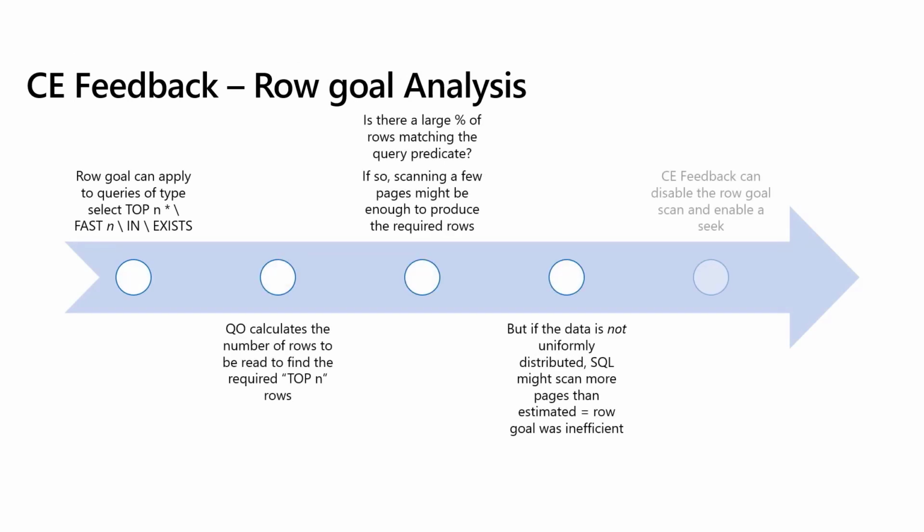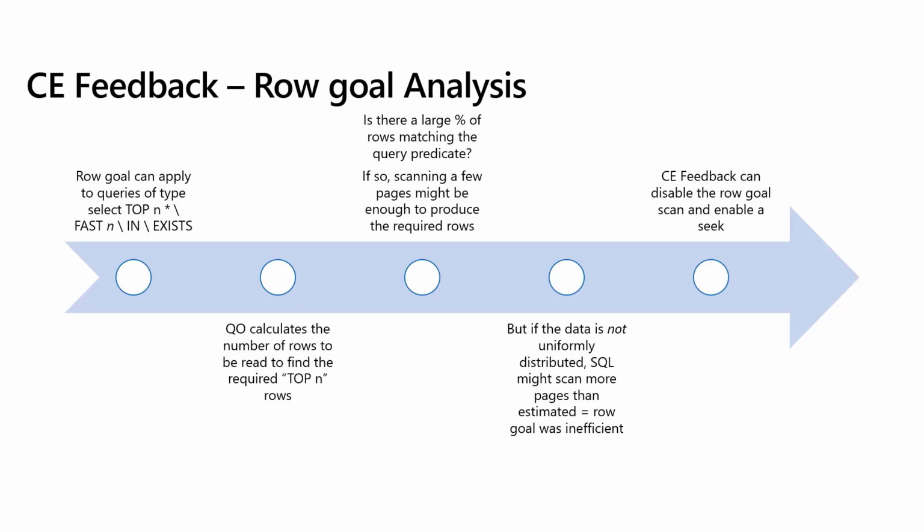This extrapolates into when we do a row goal query. If you have a query that asks for the top N or the fast N, what can happen is we could say, well, we think there are this many rows in the table that qualify, and that's a lot of them. So we could just scan a few pages and we should get enough rows to meet this goal. But if the data is not distributed uniformly, we end up scanning a lot more pages than we set out to scan, which becomes inefficient.